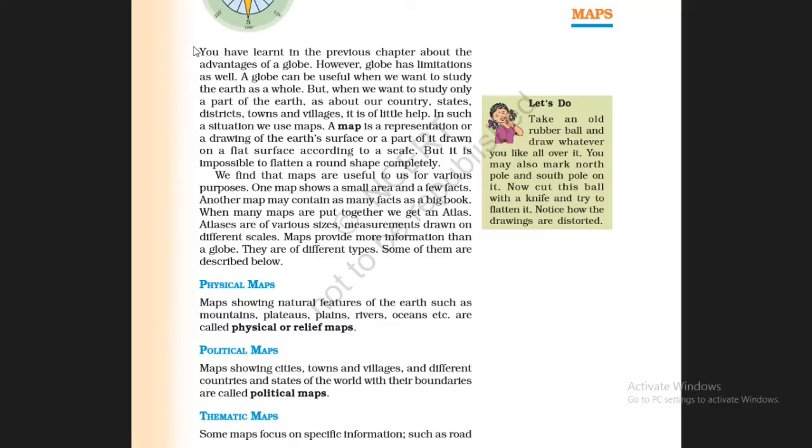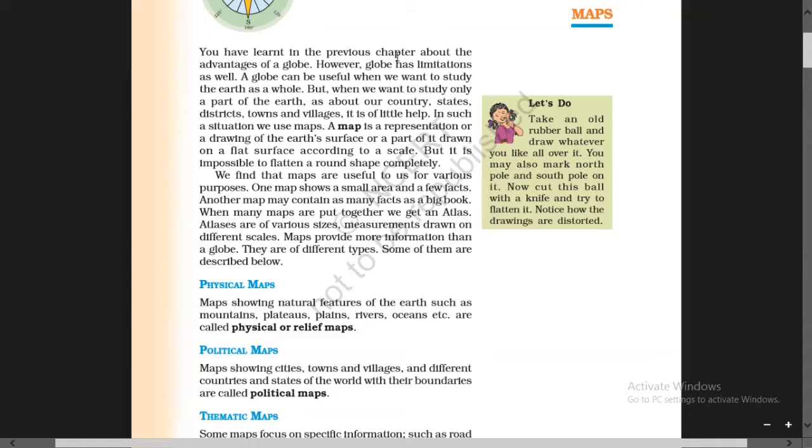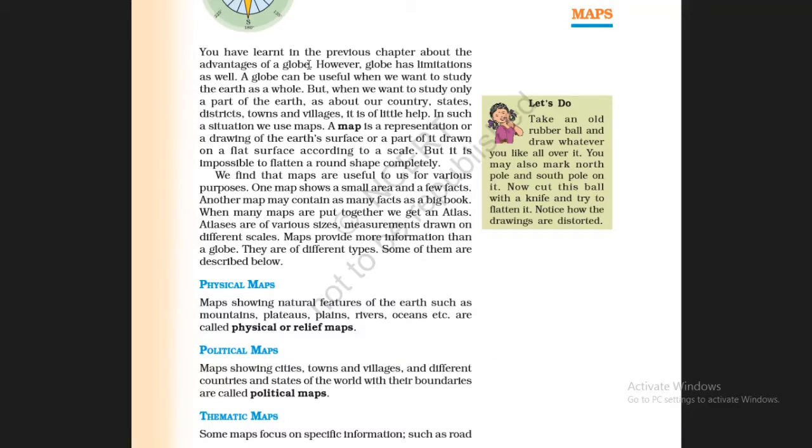So now, let's start the lesson. You have learned in the previous chapter about the advantages of a globe. Boys, in our earlier chapter, we have learned about the importance of a globe. What is a globe and the importance of a globe we have learned.